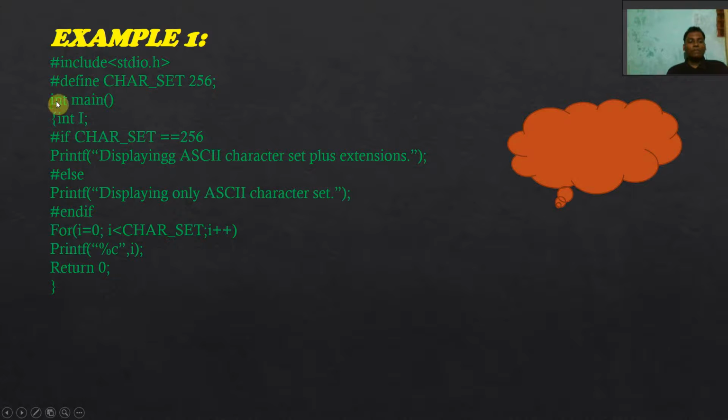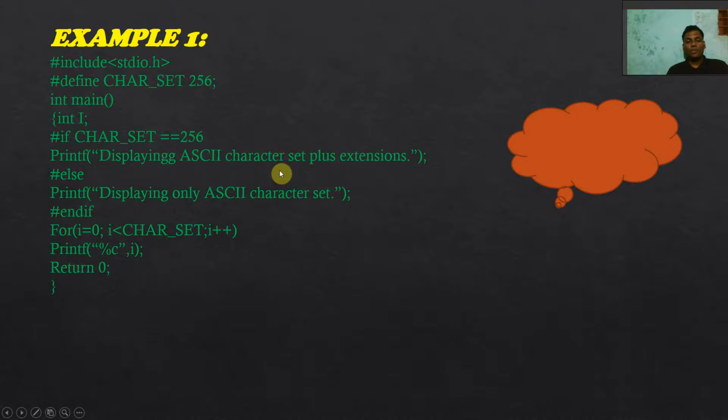So when we run this program, if the constant or this condition we have given is true, it will compile this line and print this one, displaying ASCII characters. And if it's not true, then the second line in the else preprocessor will be compiled, and the first line will not be compiled. So only this one or this one will be printed. But as we have defined character set to 256, the condition is true, so it will display ASCII character set plus extension.